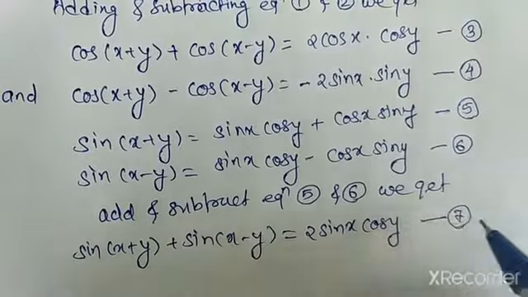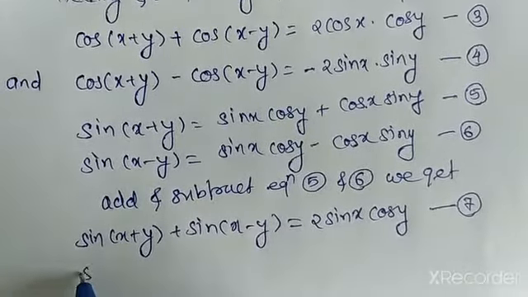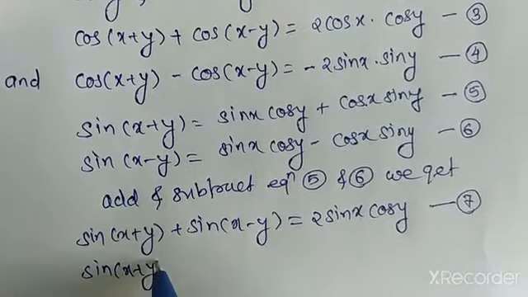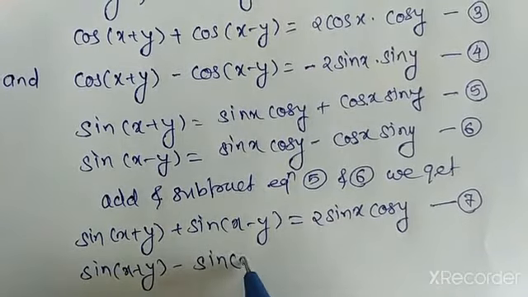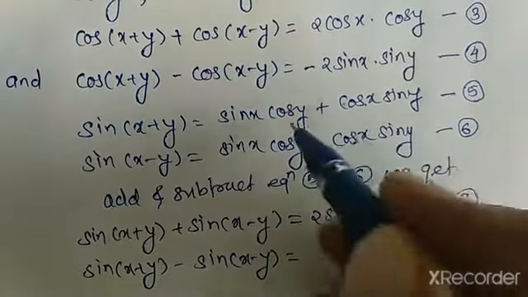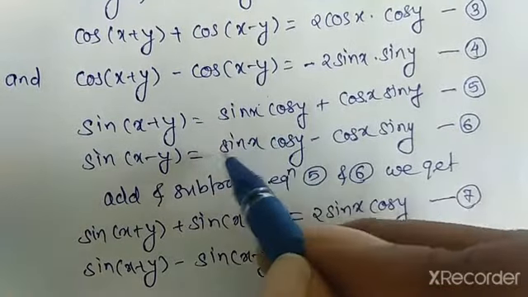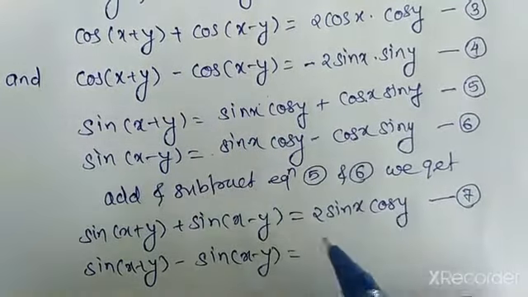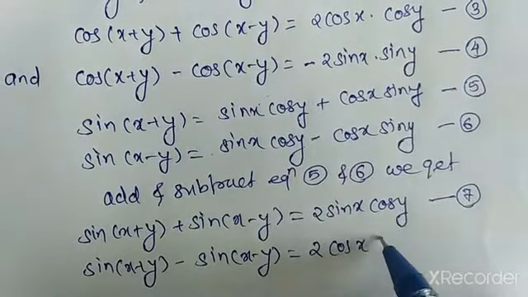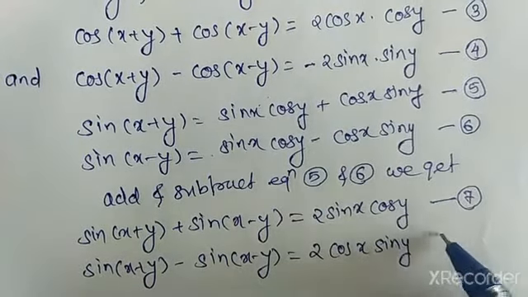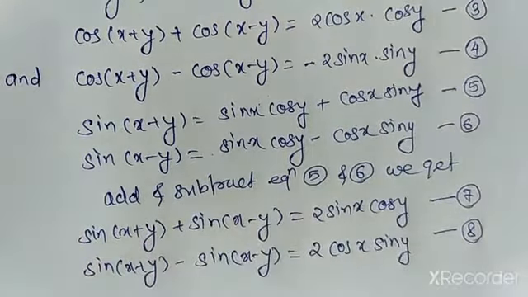Equation number 7. And after subtraction, sin (x plus y) minus sin (x minus y) gives, here the sin x cos y terms with the same sign get cancelled because one is negative and one is positive, so only twice cos x sin y remains. Write it as equation number 8.